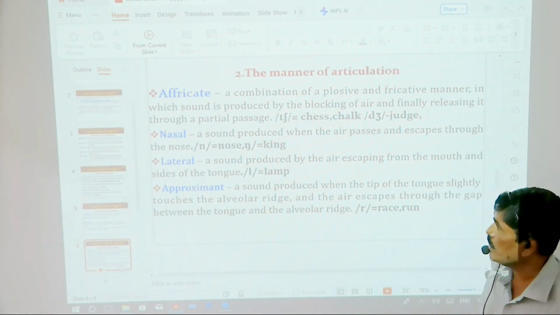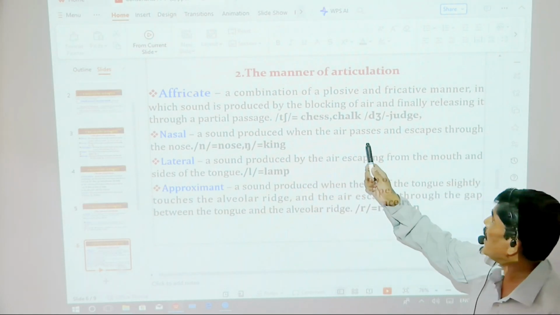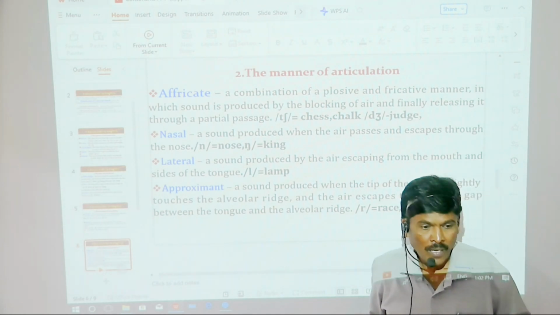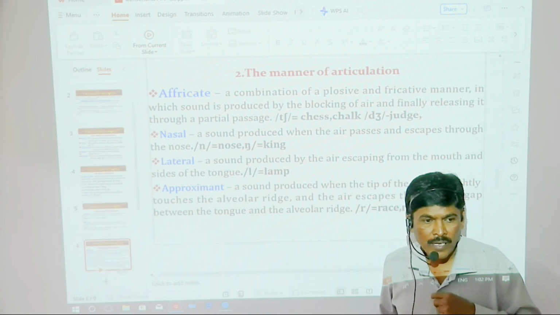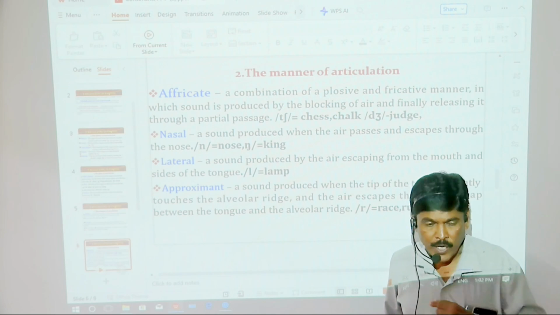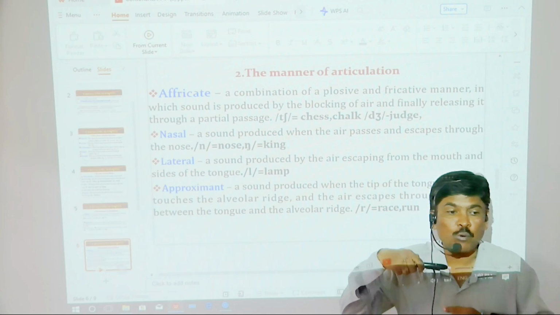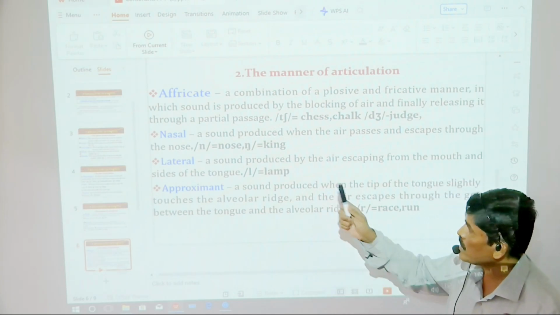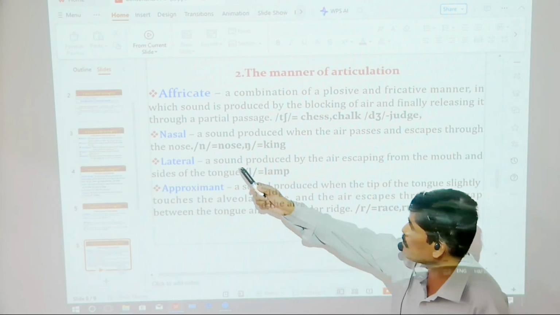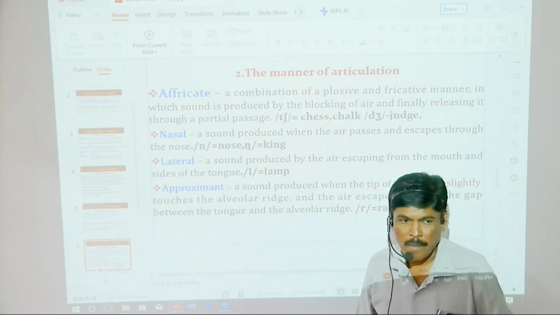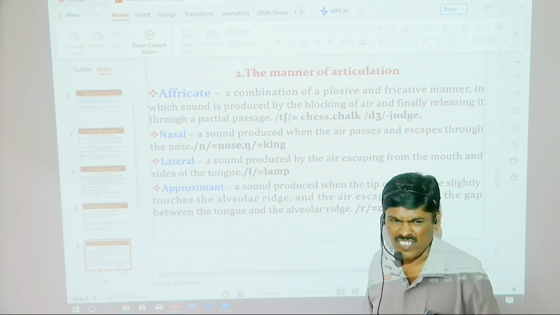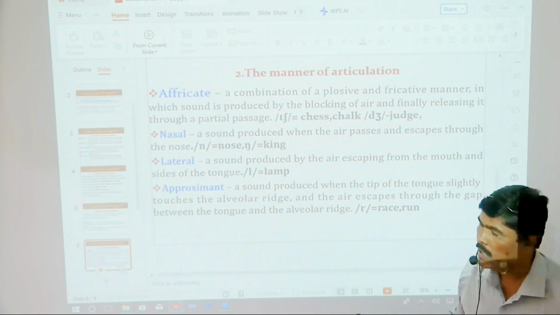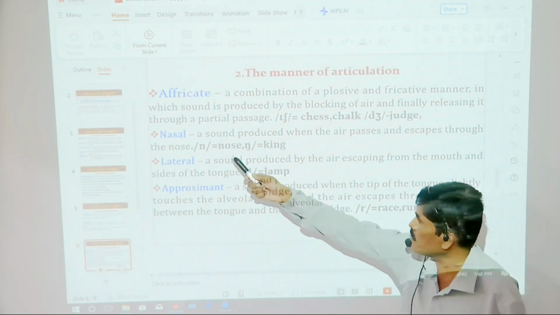Nasal sound. Nasal sound is produced when the air passes and escapes through the nose. Air from the lungs, instead of going through the mouth cavity, passes through the nose. At that time nasal sound is produced. For example, na, ma, na. Air comes out through the nose. That is why this is called nasal sound.